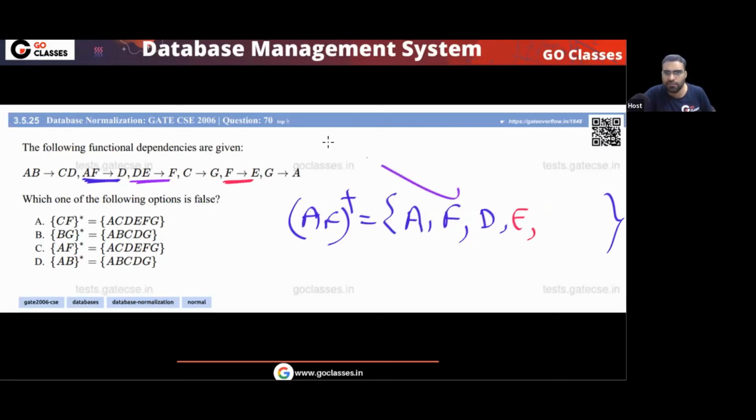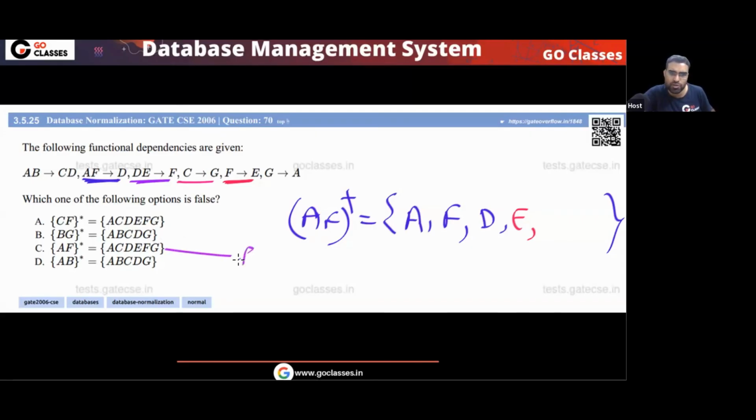Okay, D can bring F, but that is already there. What else? Can I use this? I cannot use this because I don't have AB. I cannot use this because I don't have G. F can determine E, that I already used. C can determine G, but I don't have C. Okay. So that's it, right? Yes or no? So you cannot do anything else.